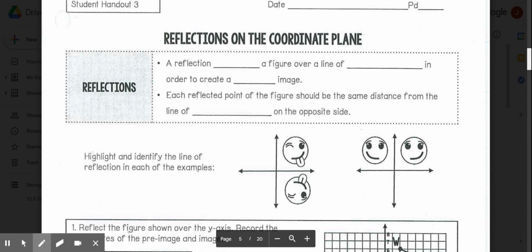All right, guys, in this video, we are going to learn about reflections on the coordinate plane. This is the second type of transformation that we're learning this week. Earlier this week, we learned about translations, which were sliding a figure or an image on the coordinate plane, and a reflection is more like a flip, so flipping something on the coordinate plane.